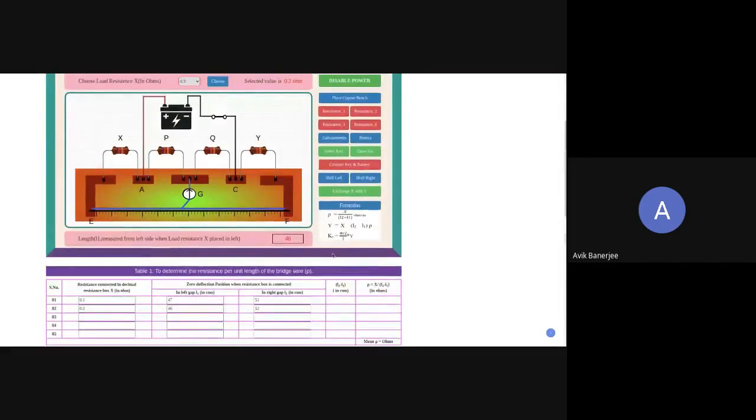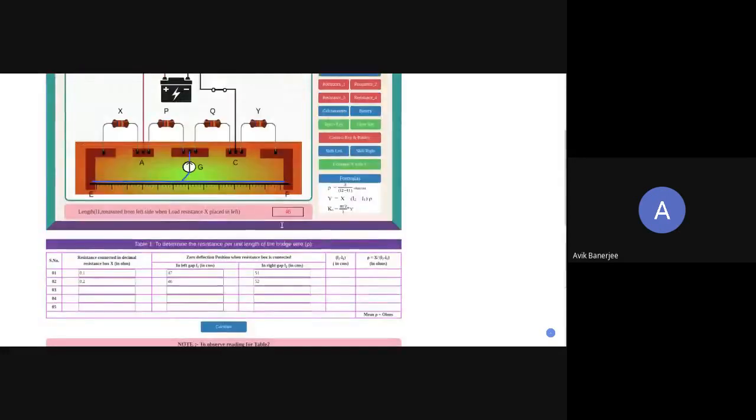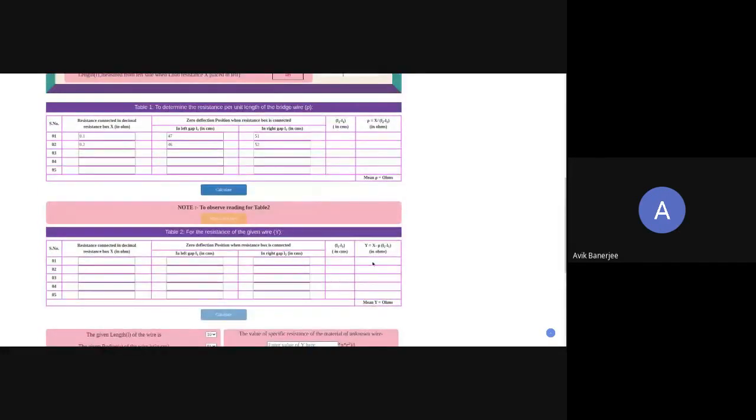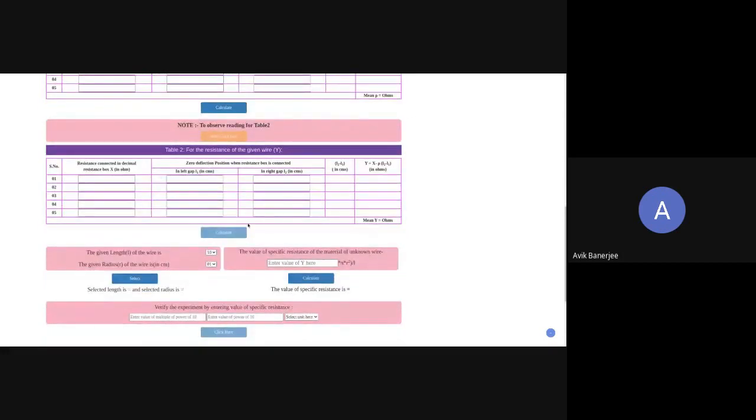So likewise, you will change this X and Y, and we'll measure L1 and L2 like that. And now you know this rho, and once this table is complete, you'll click on calculate, and you'll see this Y.